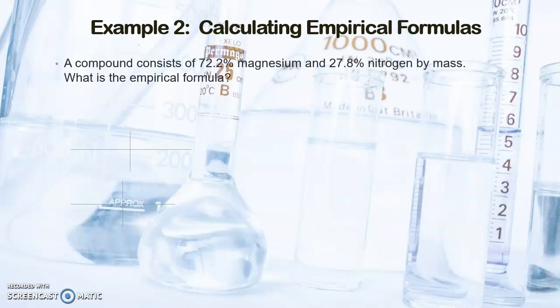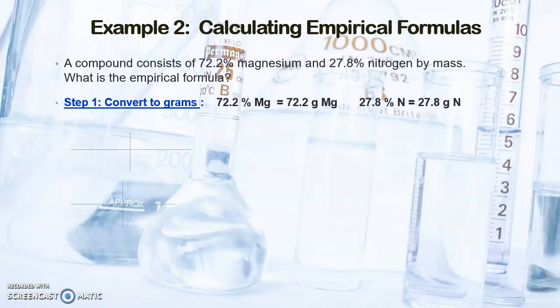Let's have this problem. A compound consists of 72.2% of magnesium and 27.8% of nitrogen by mass. What is the empirical formula? So step one, just like the previous problem, all you need to do is convert percentage to grams. So 72.2% of magnesium will become 72.2 grams of magnesium, and that 27.8% of nitrogen will become 27.8 grams of nitrogen.